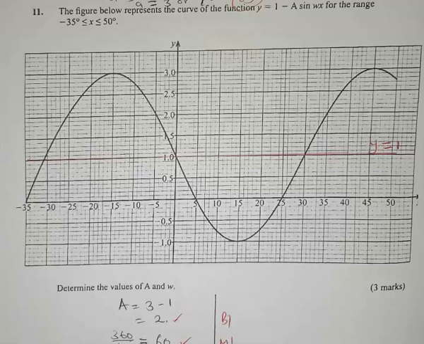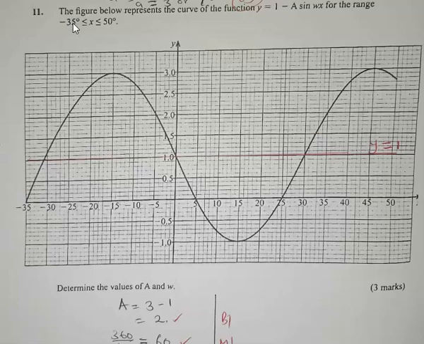Let's try and understand how this particular question was approached. That question appeared in last year's exams. That was question number 11, that is paper 2. The question was that the figure below represents the curve of the function y equals 1 minus a sine wx for the range of x being from negative 35 to 50 degrees.